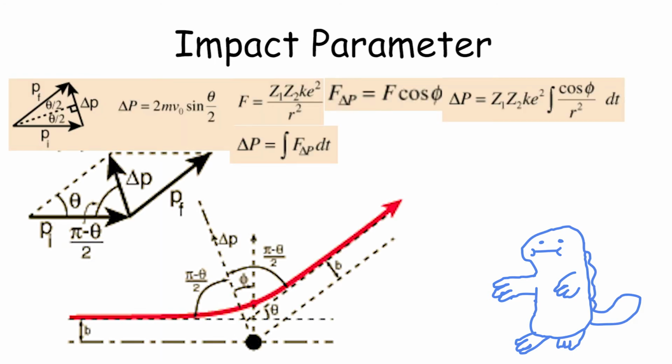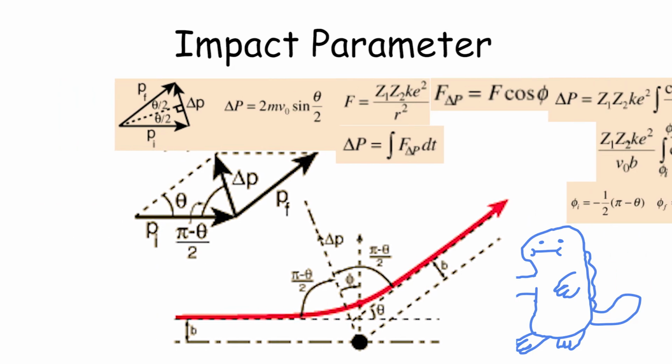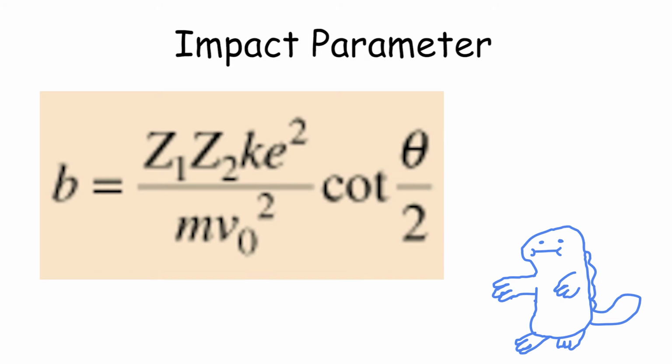Alright, it's getting really long now, so if you're falling asleep, I don't blame you. Just rearrange the equation for d phi and substitute that into the momentum equation. Solve for the impact parameter and using the limits sine half pi minus theta, and boom! There you have it, the impact parameter equation.